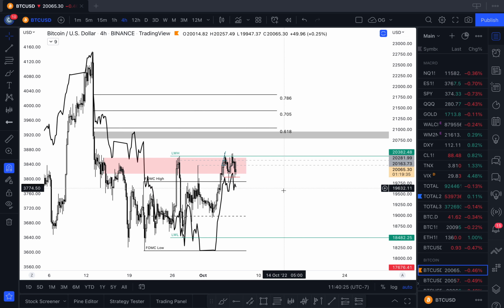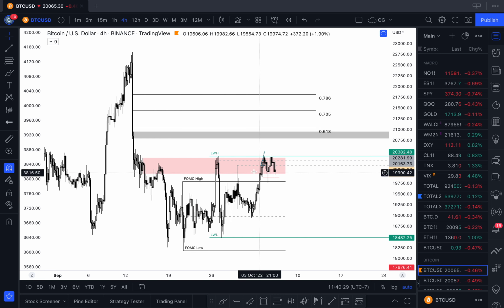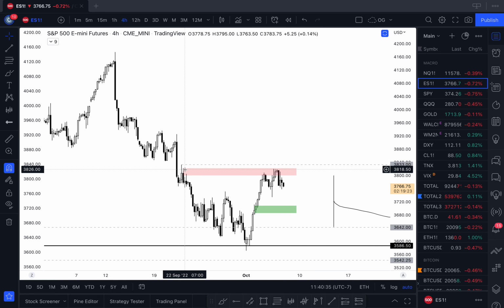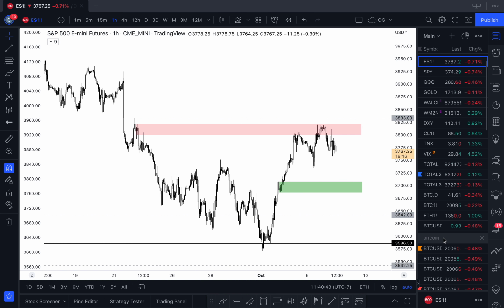The same order block. Now, how do we use this on a lower time frame? If Bitcoin is telling you that this order block is going to be resistance, well then guess what? This same order block on ES's dump, it's visible in the 1 hour here, is going to be the same resistance for it.